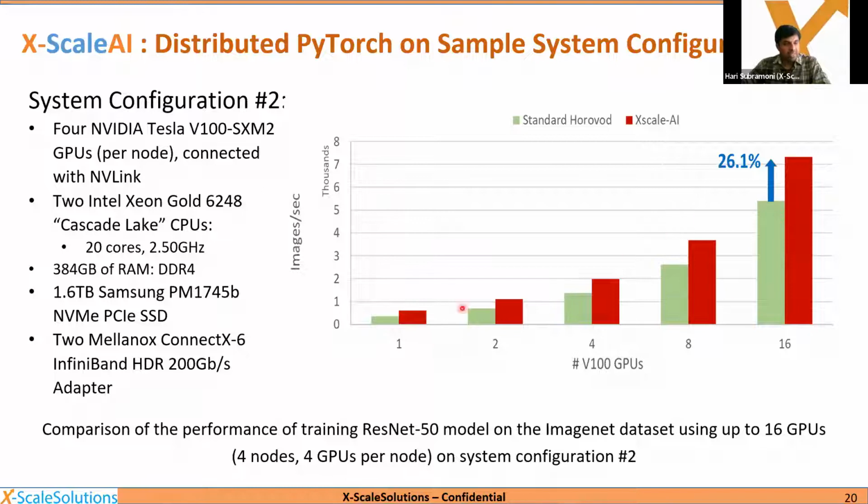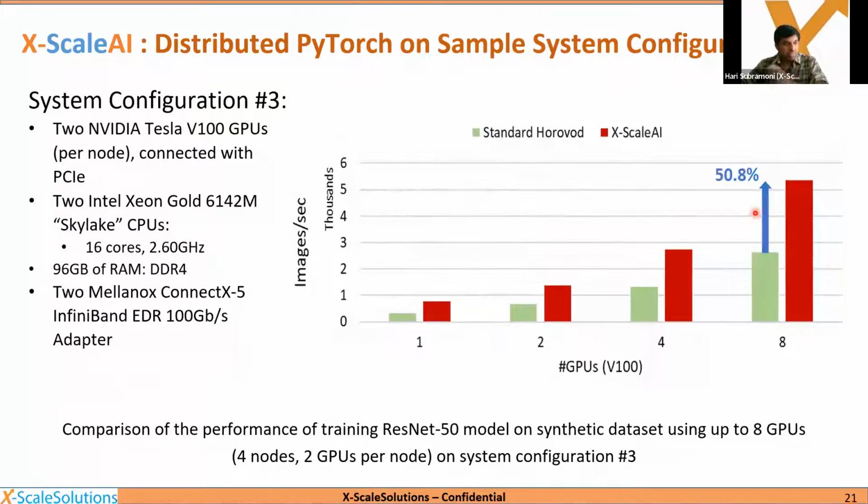So here again, we see that the Xscale AI package is able to outperform the standard implementation by a significant margin. Same hardware, different software, significant difference in performance. So this is the same thing with different examples.